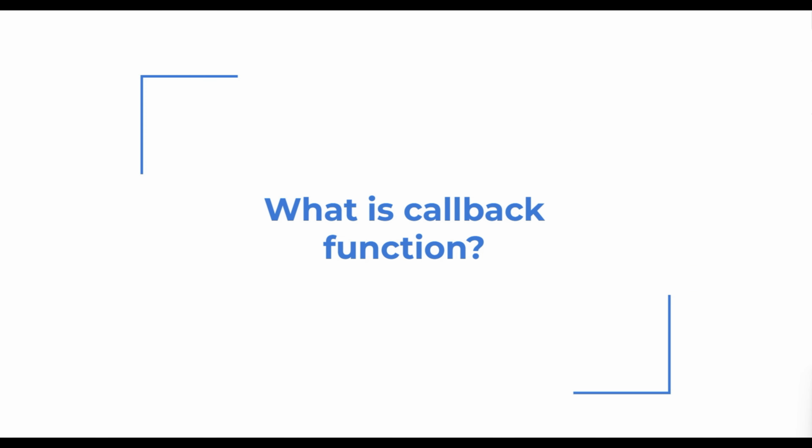Now, let's get started with our first topic. What is a callback function? A callback function is a function passed as an argument to another function, which is then called later during the execution of the program. It lets you execute code after a specific task is complete. For example, in JavaScript, you might use a callback to run code once data is fetched from a server. It helps in maintaining asynchronous tasks.